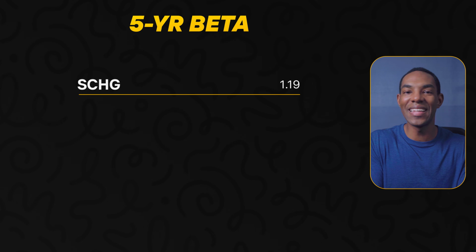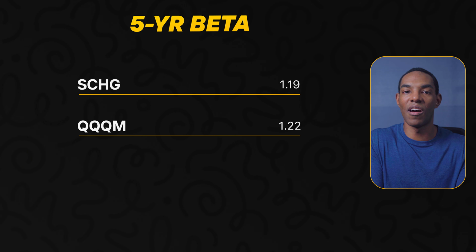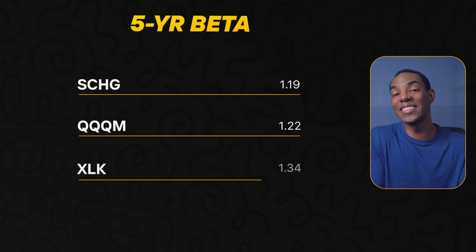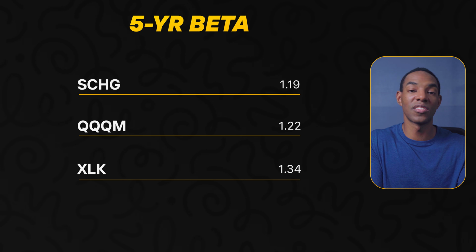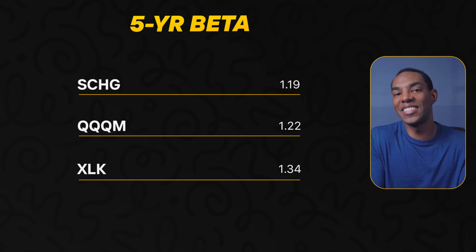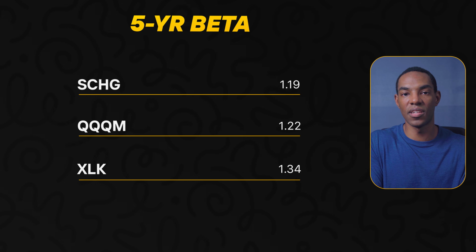But let's take a look at the beta for these funds over the last 5 years. SCHG's beta is 1.19, QQQM has a beta of 1.22, and XLK's beta for the last 5 years is 1.34. SCHG and QQQM are pretty close to each other, while XLK had more volatility than the others.